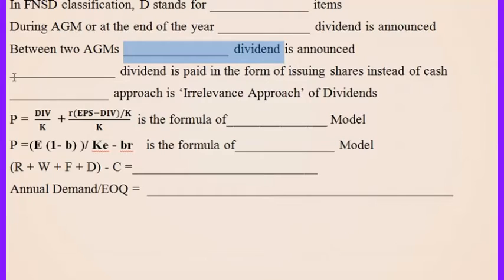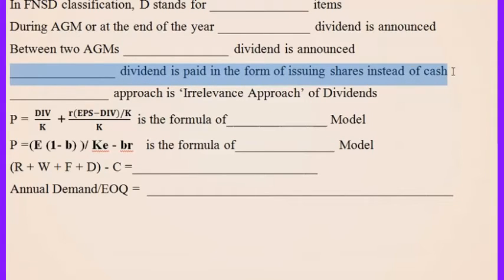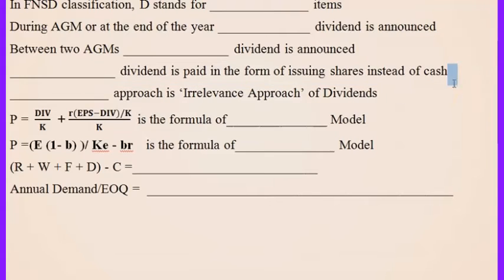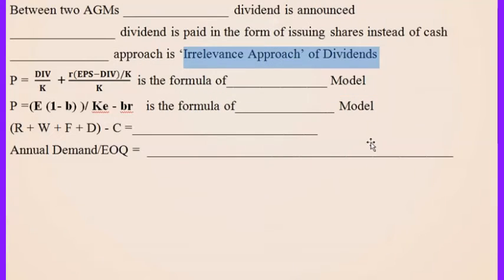37. Dash dividend is paid in the form of issuing shares instead of cash. When they don't have the money, they do that. So that's a stock dividend. 38. Dash approach is a relevance approach. We have Walter, Gordon, Lintner relevance models. So Modigliani and Miller is an irrelevance approach. So answer is Modigliani and Miller.